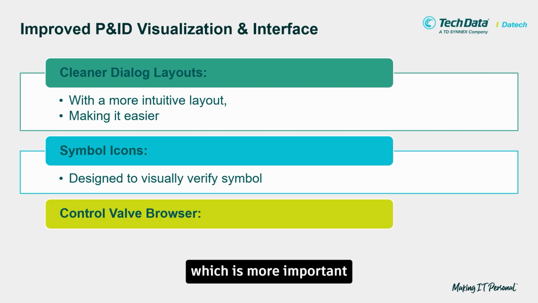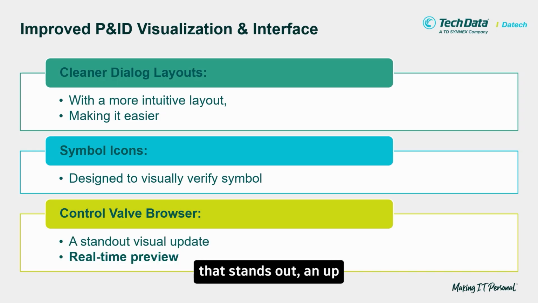Control valve, which is more important because there was a separate browser that stands out, an up-to-date browser for the control valve. Now it also includes individual icons for every valve body and actuator type. It provides a real-time preview of a combined valve and actuator assembly before it is placed in. So as an overall improvement, it is effective enough for most of the designers who are repeatedly working on creating a smarter PNID.